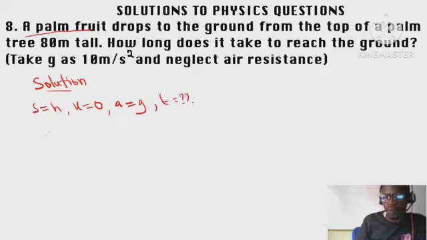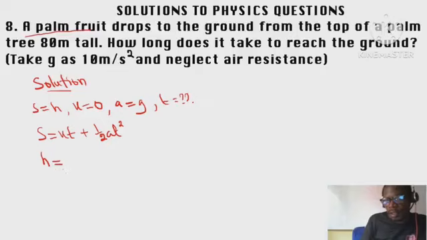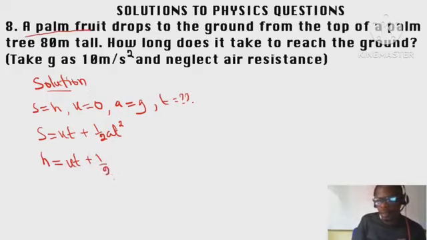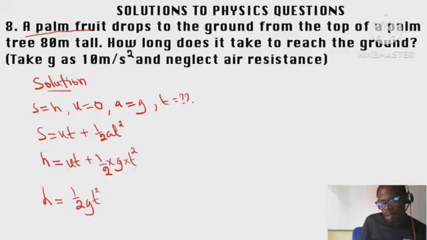And from what we are given so far, we can see that x is equal to ut plus half at squared. Then relating with what we have here, that means we are going to have h is equal to, what is u? It is 0. 0 times t will become 0. So you have it as ut plus half, that's 1 over 2 times g, then times t squared. So here, our u is equal to 0. That means we have h equal to half gt squared.